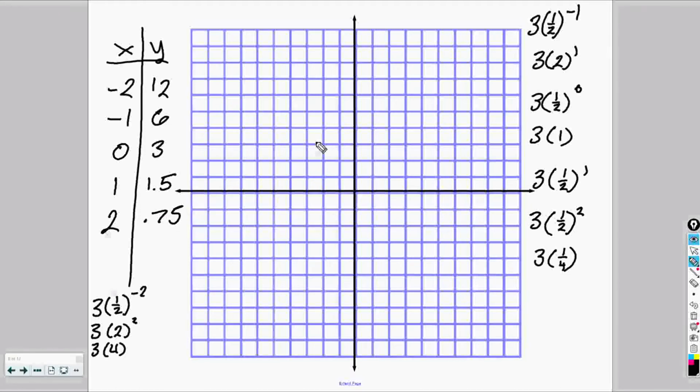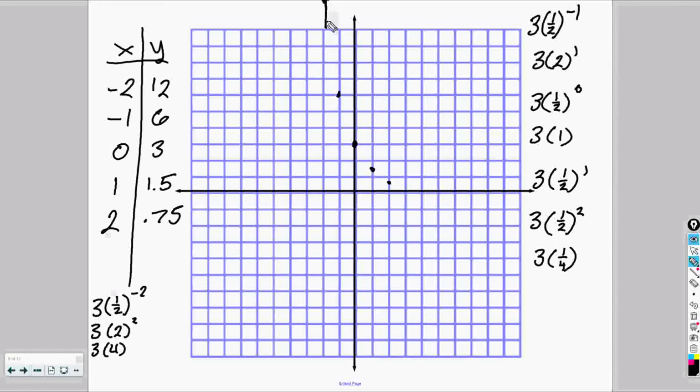Now let's approximate these values and draw our graph. Obviously, -2, 12, that would be way up here, right here, maybe going off our graph. We don't have to plot that one, but I'm trying to just so that we have it on our graph. -1, 6, 0, 3, 1, 1.5, and then 2, 0.75, about 3/4. Okay, 3/4 of the way up from 0 to 1.